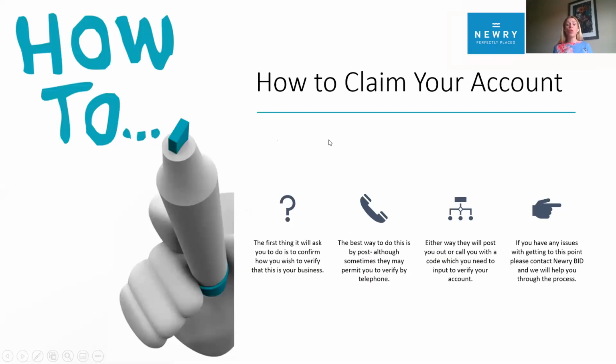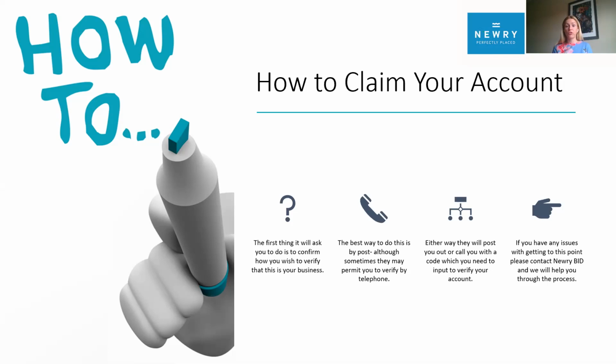So that's the how-to if you haven't claimed your profile. The first thing it will ask you to do is confirm how you wish to verify that this is your business, because it wouldn't work if I was able to just click Manage Now and then suddenly I owned the Railway Bar's profile. So you shouldn't be able to do that. The best way to do this is via post, although sometimes if it's a very well established business, they might allow you to verify it by phone, in which case they would ring you and give you a code that you have to submit. So normally most people are asked to verify by post.